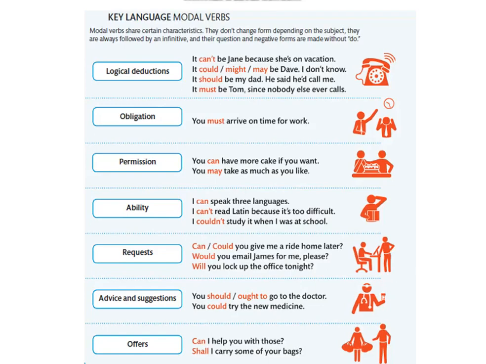Permission. You can have more cake if you want to. Or you may take as much as you like. Here you are giving permission to people to do something.